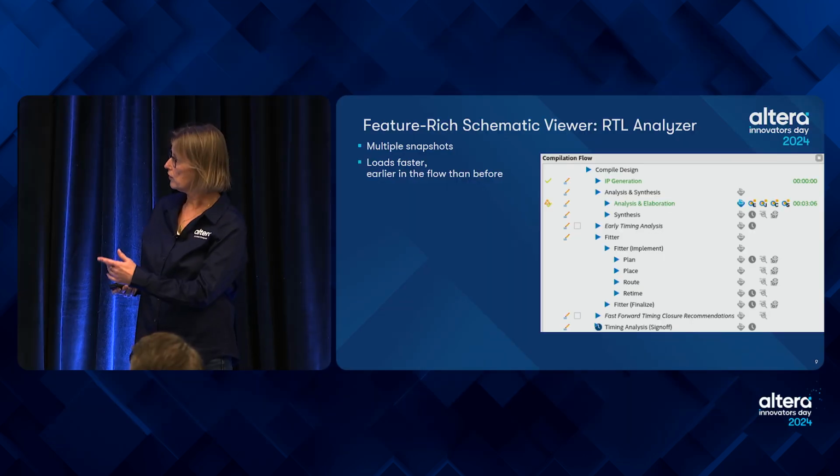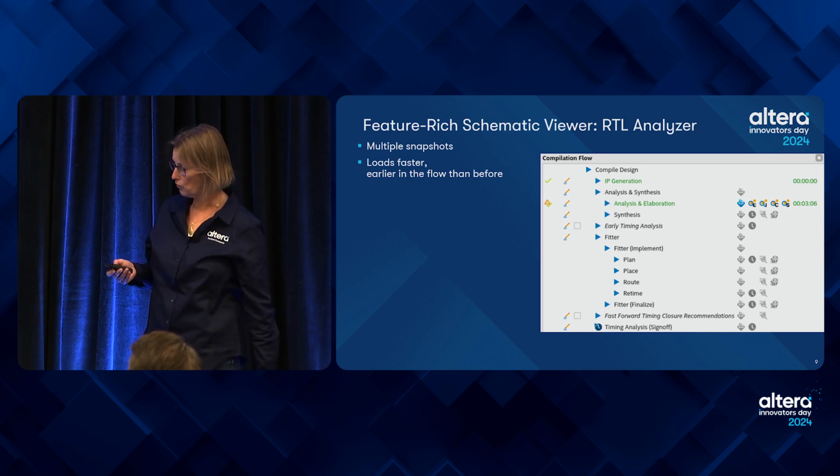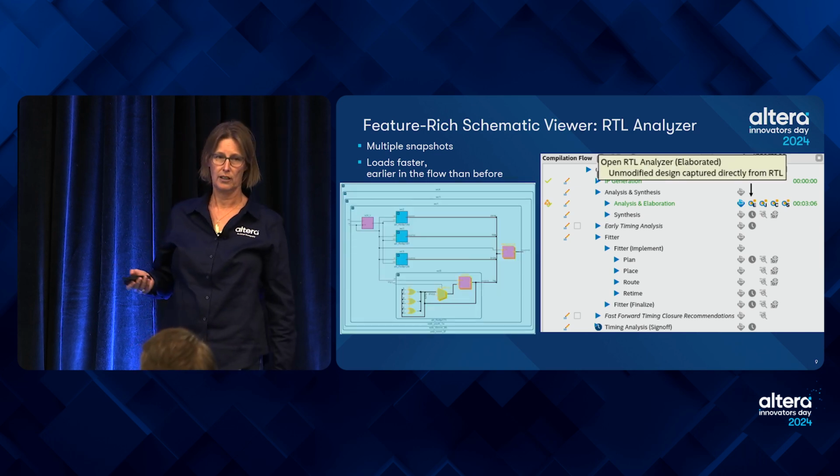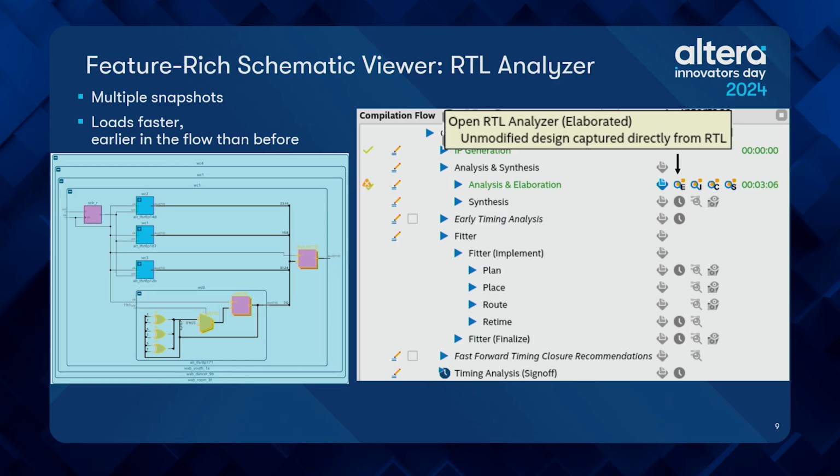So on the right, you see the compilation flow. Those 3 dots show the different snapshots that you can look at for the schematics viewer. The one on the left is the elaborated view. This is right after we translate your Verilog or VHDL to a netlist, and it shows the schematics of that netlist. So basically all the names in the schematic viewer should match the RTL.